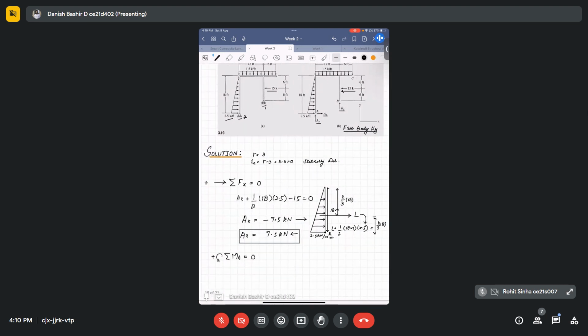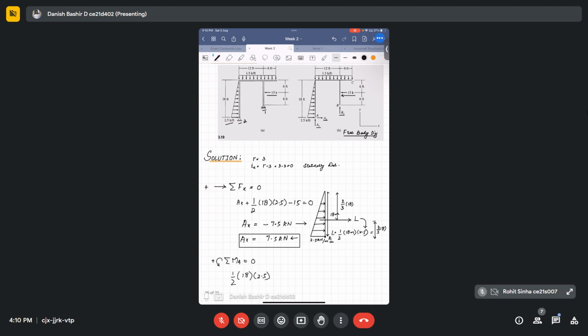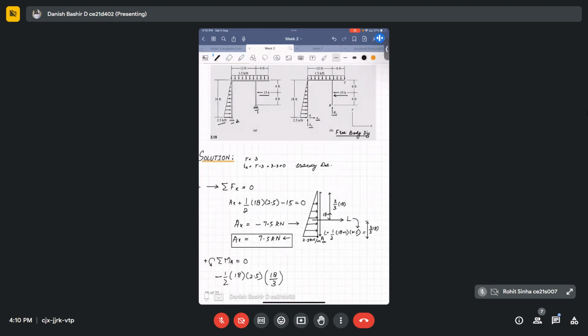So what is the total load? The load is 1 by 2 times 18 multiplied by 2.5. And what is the lever arm? It's 6, that is 18 divided by 3. Since it's creating a clockwise moment, it will be negative. Then this 15 kilonewton per meter.